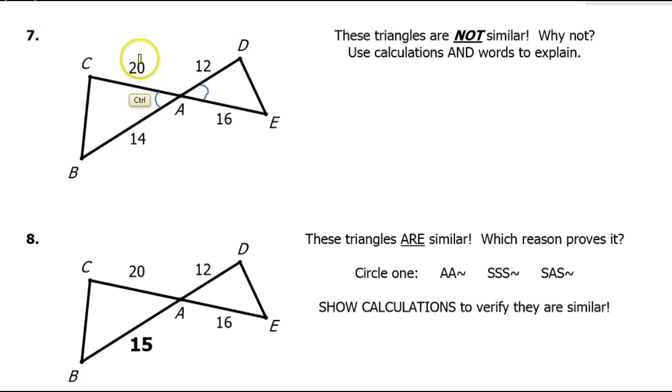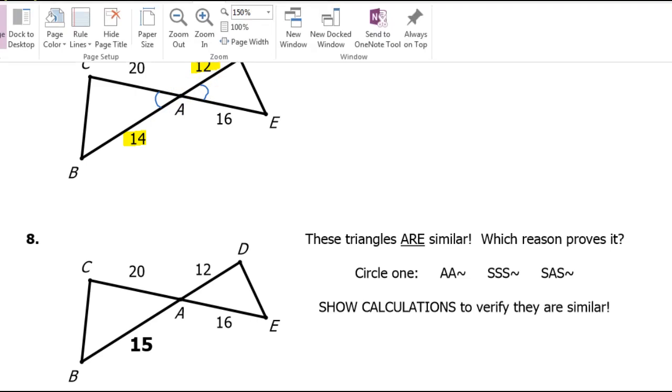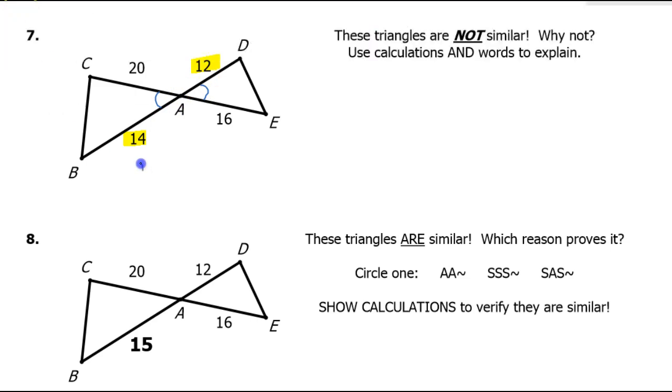So again, from the first triangle, the smaller number is 14. From the second triangle, the smaller number is 12. So those would be corresponding sides if the triangles were similar. So that would make 14 over 12. Now they're telling me that they are not similar, so I know that these are going to be not equal. But now, looking at the 20 and the 16, of course, would have to be the other pair of corresponding sides. So that's going to be 20 over 16.